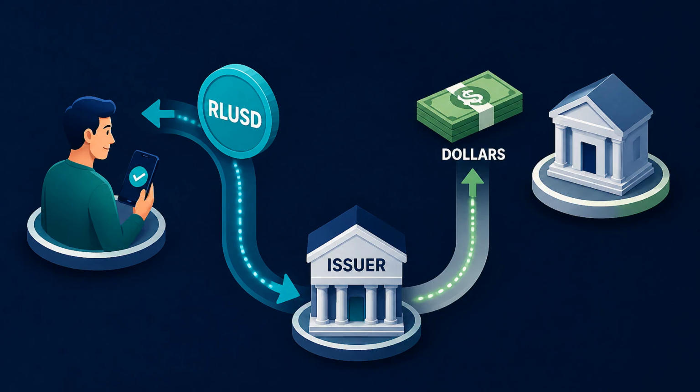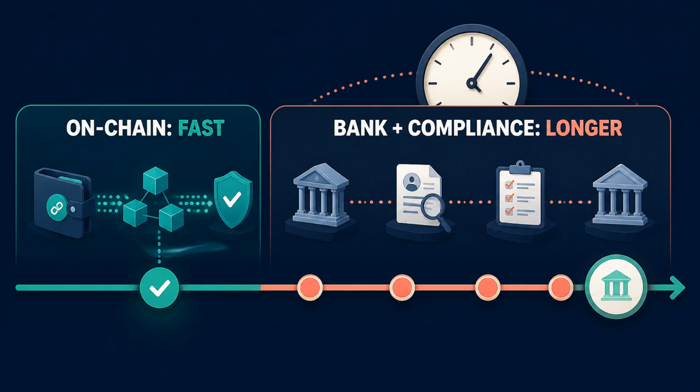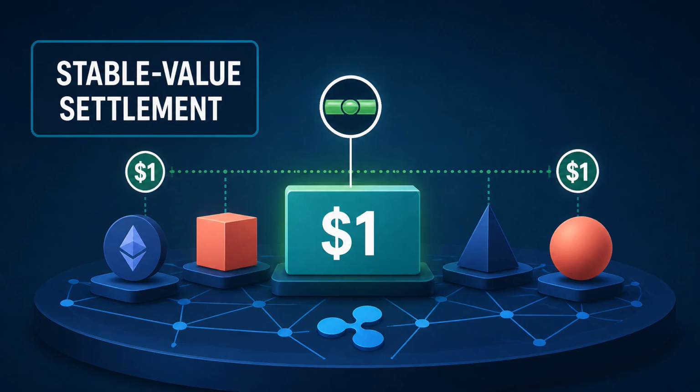If an eligible customer redeems RLUSD, the tokens are returned through the issuer's process, and the customer receives dollars through traditional financial rails. The on-chain transfer may be fast, but bank settlement and compliance procedures can still affect the complete redemption time. RLUSD gives the Ripple ecosystem a stable value settlement option.